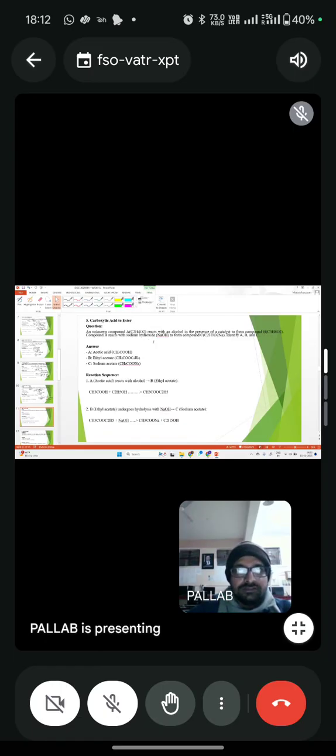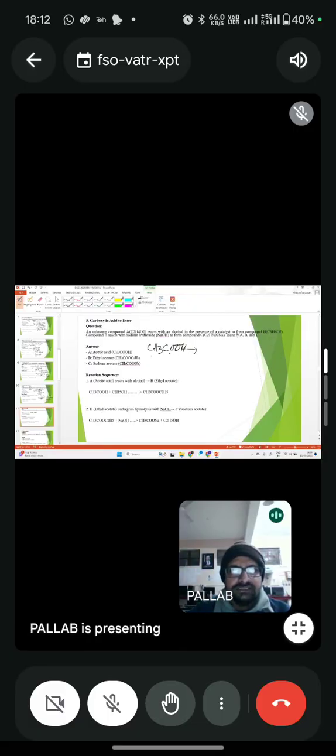So the general formula of an acid having 2 carbon atoms is CH3COOH, that is acetic acid. Let's check its formula with the given one, that is 2 carbon, 4 hydrogen and 2 oxygen.